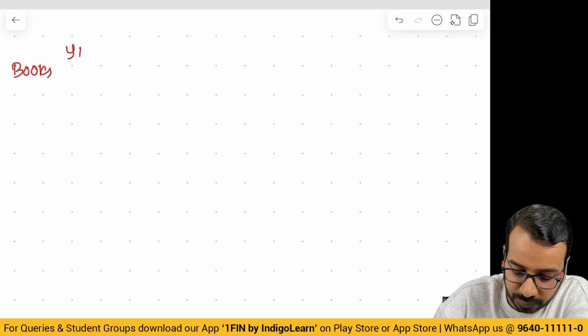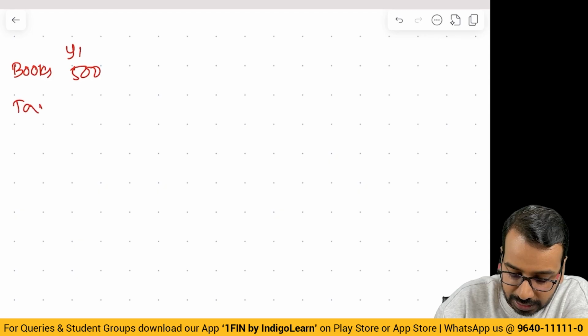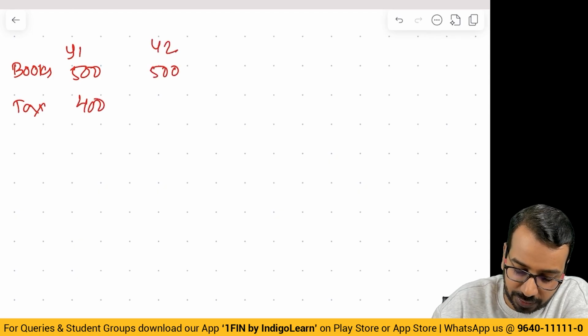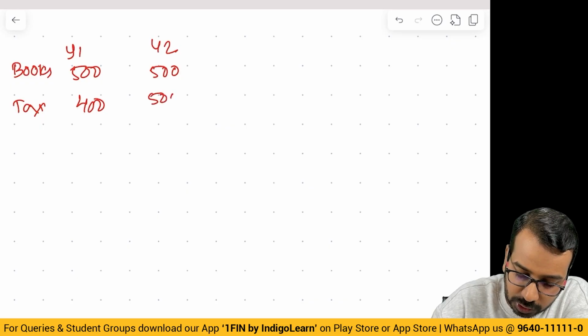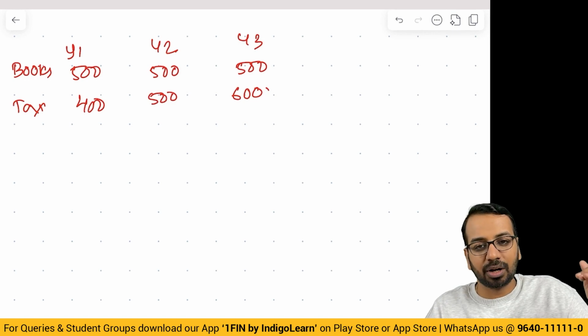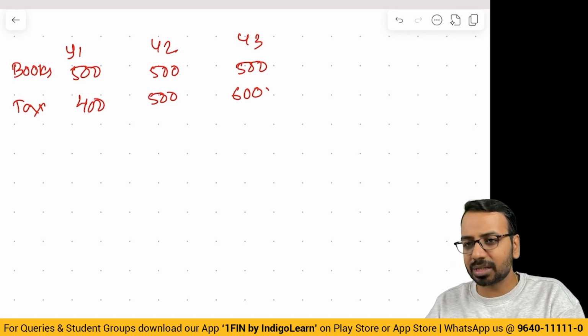books was 500, tax is 400. In year 2, books is 500, tax also is 500. In year 3, books is 500, tax is 600. Of course, it will not be such a streamlined reversal, but just for example.